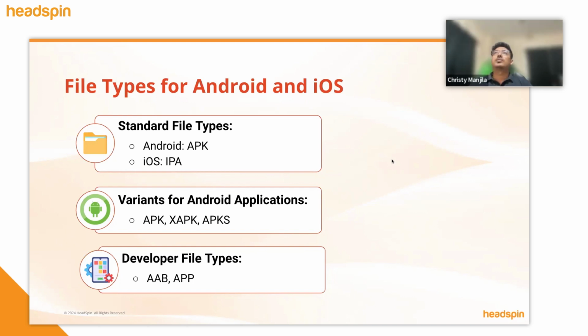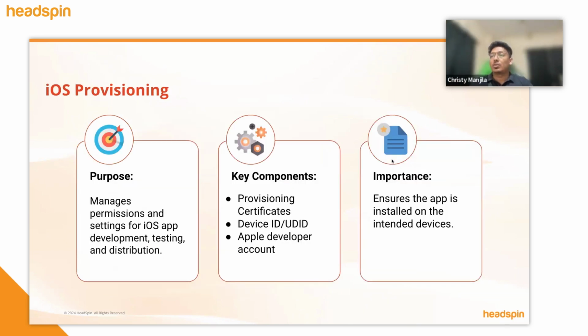Now, again, I've talked about how it's a bit more complex to install or sideload an IPA file, right? Why that is, is because Apple requires you to provision your IPA file to get it installed on one of your iPhones. That's where iOS provisioning comes in. Now, the reason provisioning makes it a bit more complex is that it's a lot more secure.